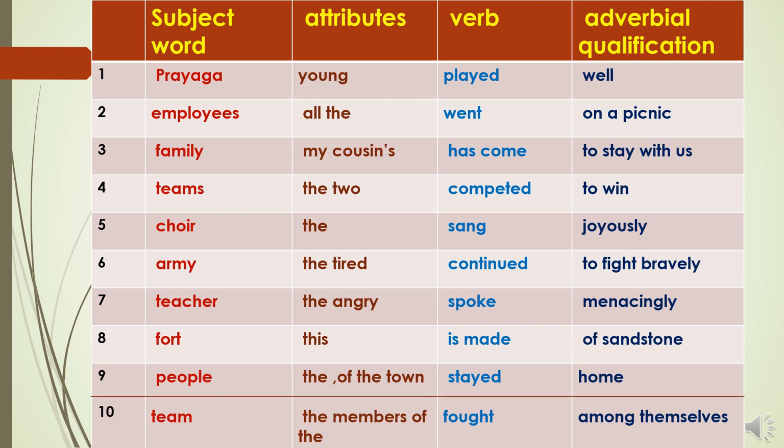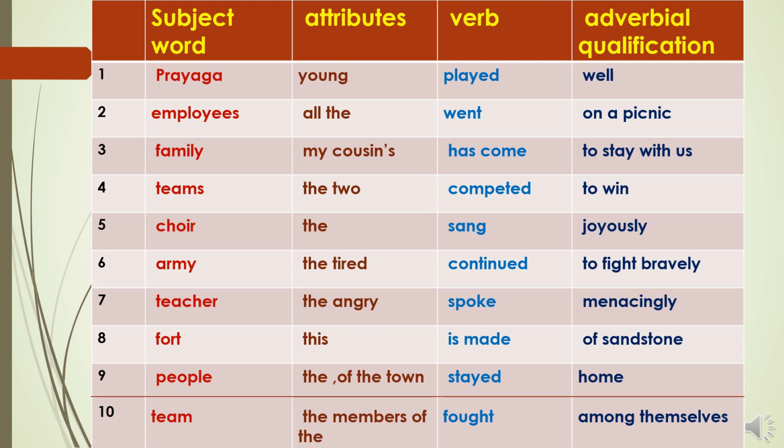Here is the table presentation. In the first sentence, Prayaga subject word, young attributes, played verb, well adverbial qualification. Second, employees subject word, all the attributes, went verb, on a picnic adverbial qualification.